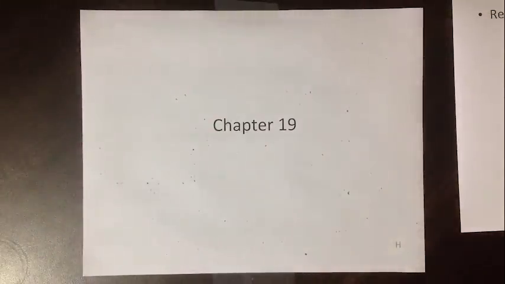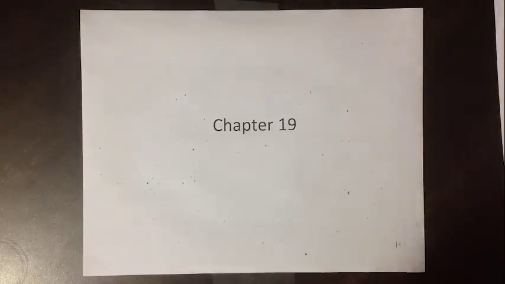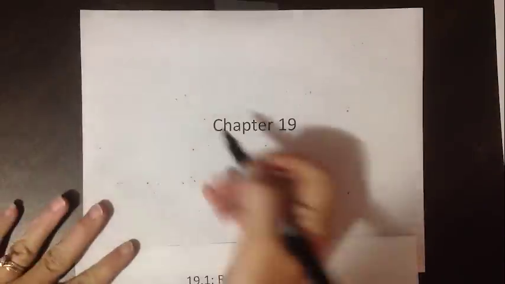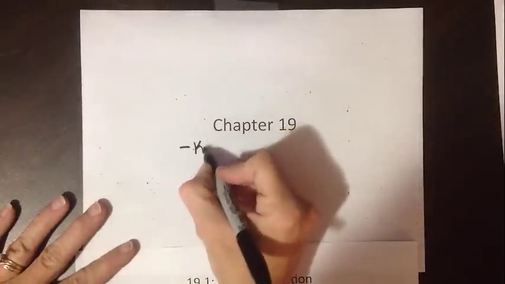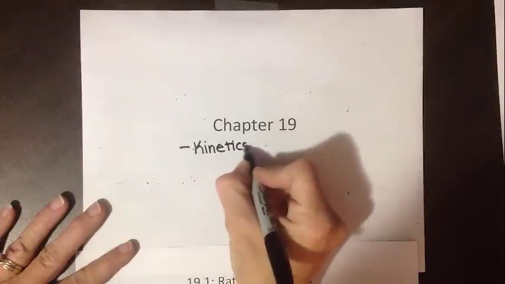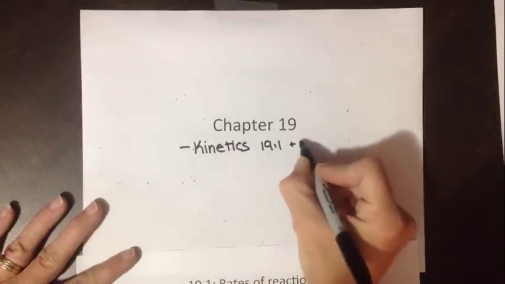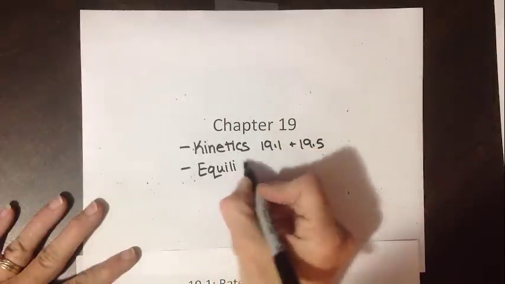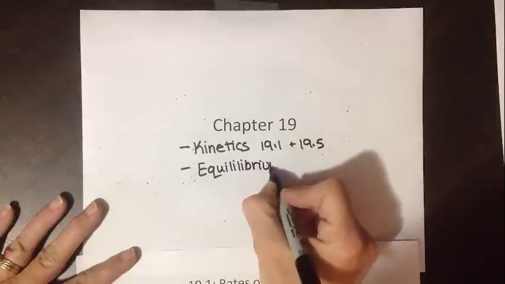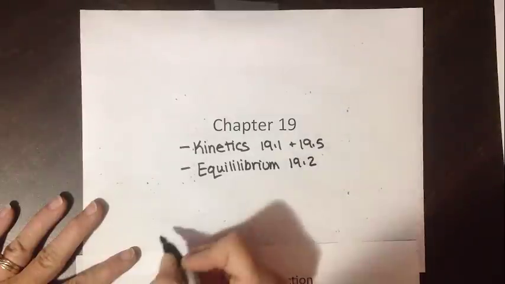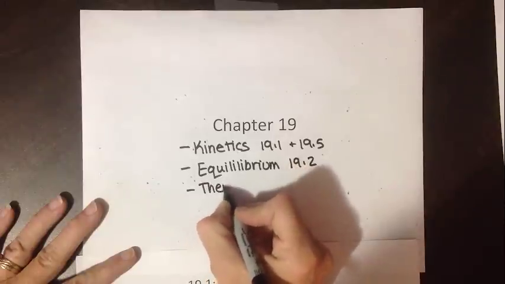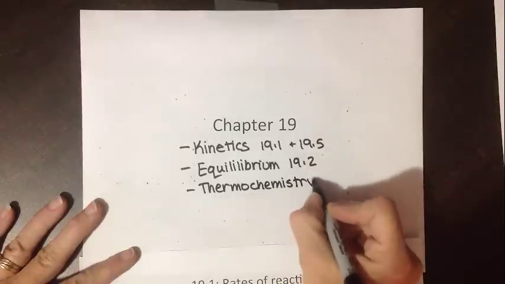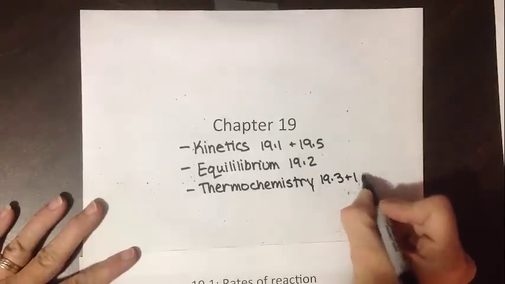This video is for Chapter 19 for honors and college prep. Chapter 19 has 3 large topics in it, so I'm going to split those topics up right here. It has kinetics, which is going to be your section 19.1 and 19.5. It has equilibrium, which is going to be your 19.2, and it has thermochemistry, which is your 19.3 and 19.4.